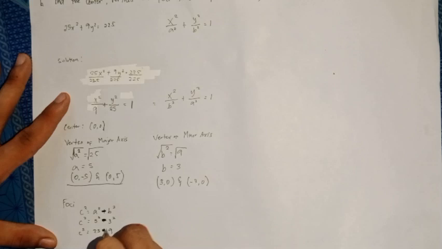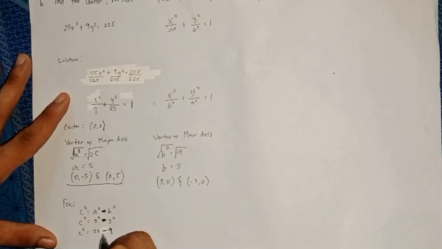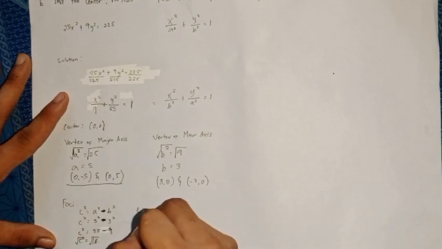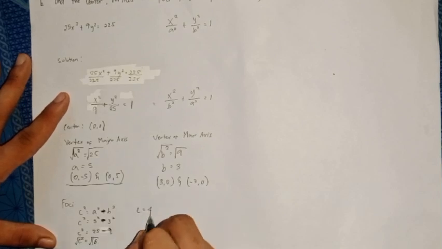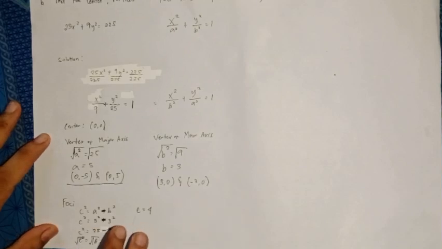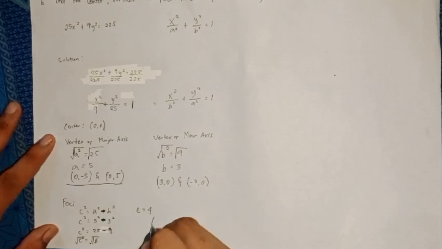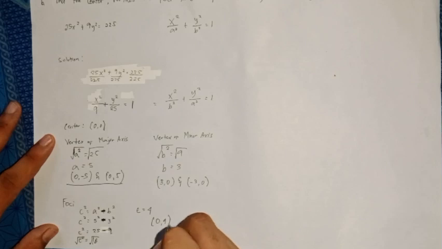Sorry, it's minus 9. So c squared, 25 minus 9, we have 16. So take the square root of 16 to find c. So c is equal to 4. Therefore, since the foci and the major axis are on the same axis, the foci lie on the y-axis. Therefore, (0, 4) and (0, -4). That is now our foci.